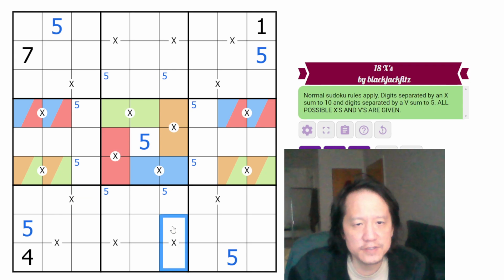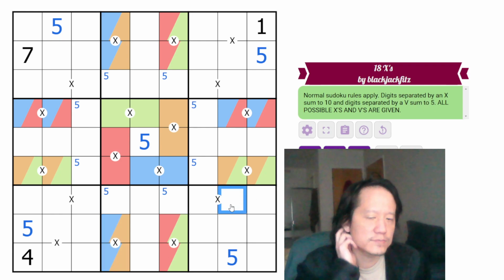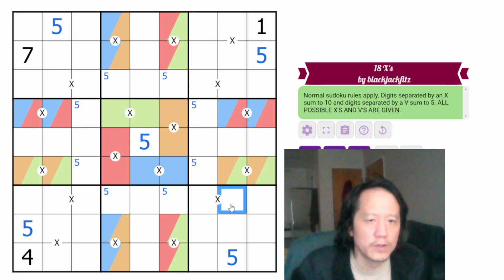Similarly for this can't be blue or orange, so it has to be green or red. So this is green or red, and this is green or red. And this has to be blue or orange, and this is blue or orange. Okay.